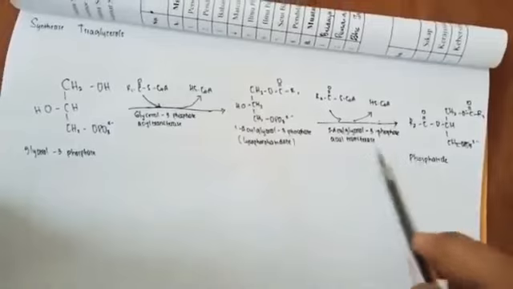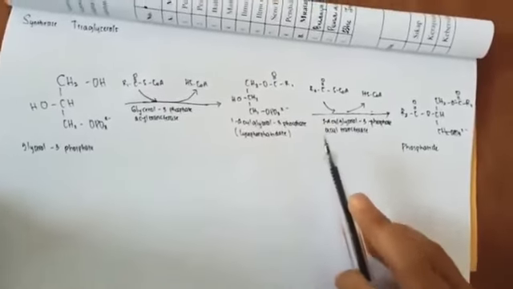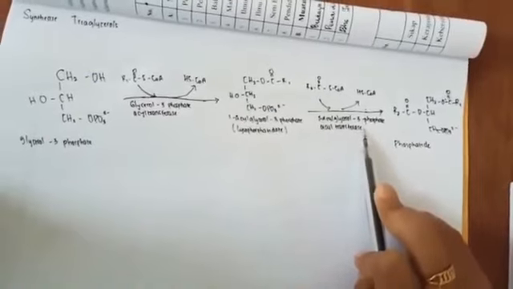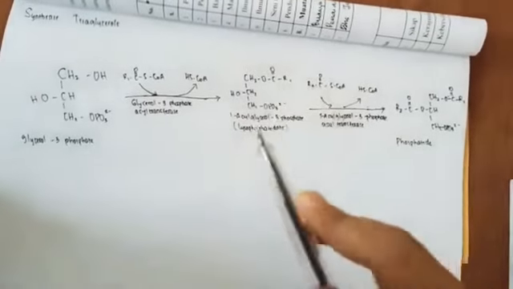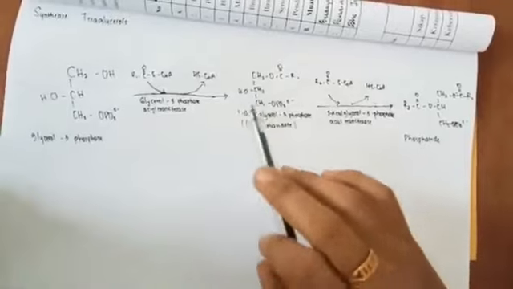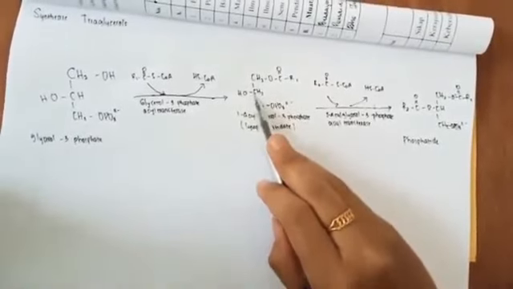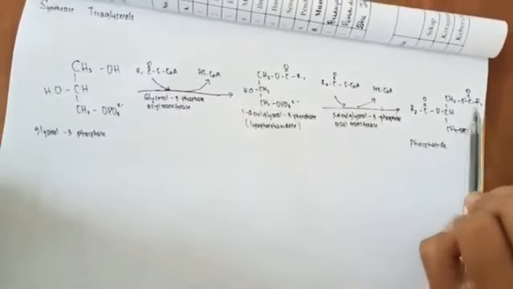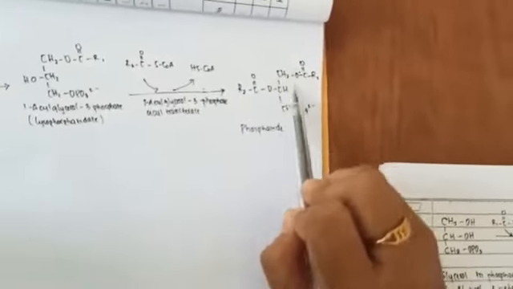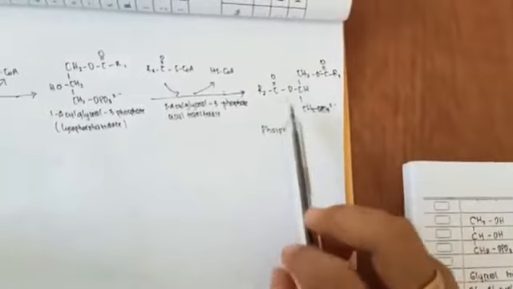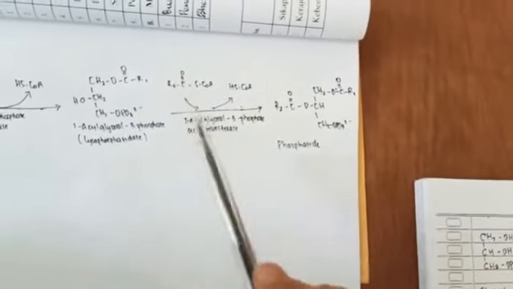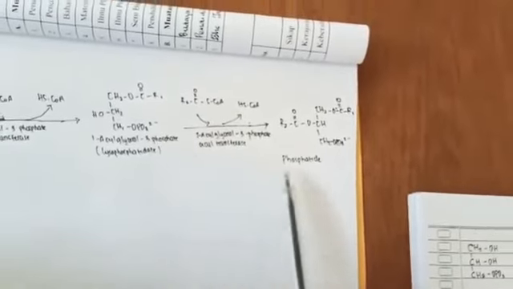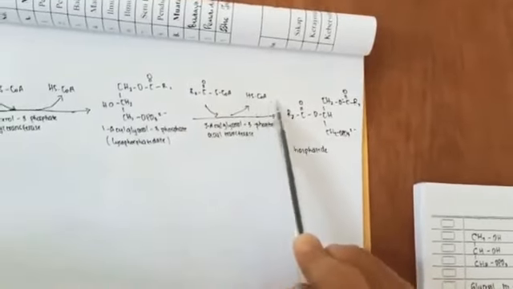The next step is 1-acylglycerol 3-phosphate acyl transferase, catalyzed esterification at C number 2. It produces phosphatidate, like this reaction. From 1-acylglycerol 3-phosphate becomes phosphatidate and produces HS-CoA.